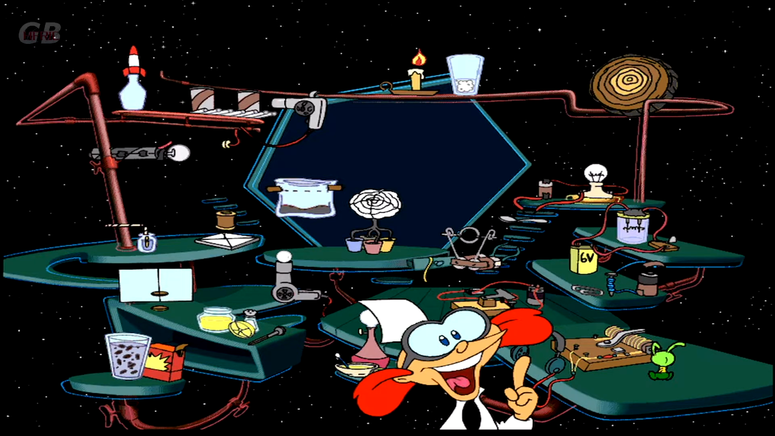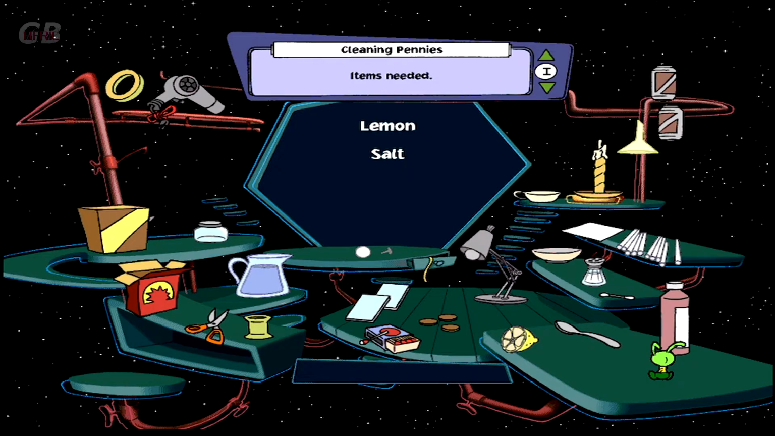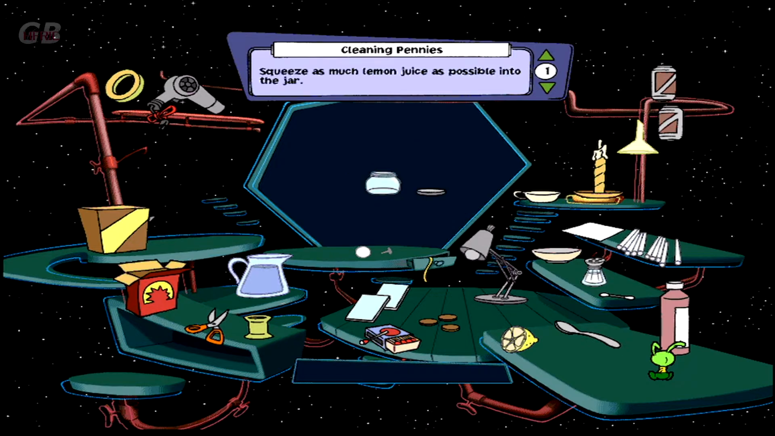This is a way to legally launder money, if you know what I mean. You'll need a lemon, salt, a small jar with a lid, and 3 tarnished pennies. Squeeze as much lemon juice as possible into the jar. To do this, drag the lemon to the center screen. Shake the salt from the salt shaker 4 times into the lemon juice. Place 3 tarnished pennies into the jar. Secure the lid tightly onto the jar.